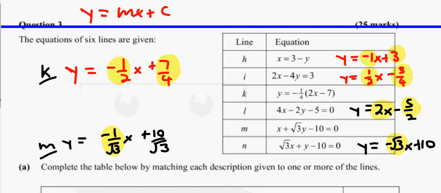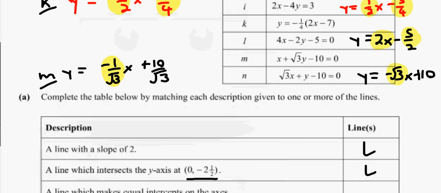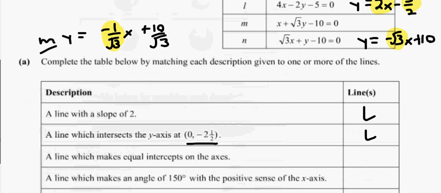No. Alright, let's find out what we're doing here. Who has a slope of 2? L. Who intersects at minus 2.5? Also L. Who makes equal intercepts of the axis?